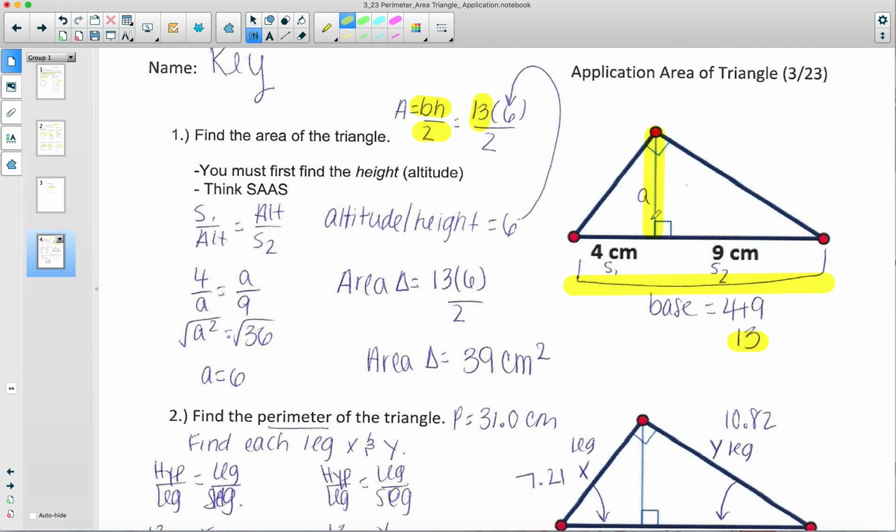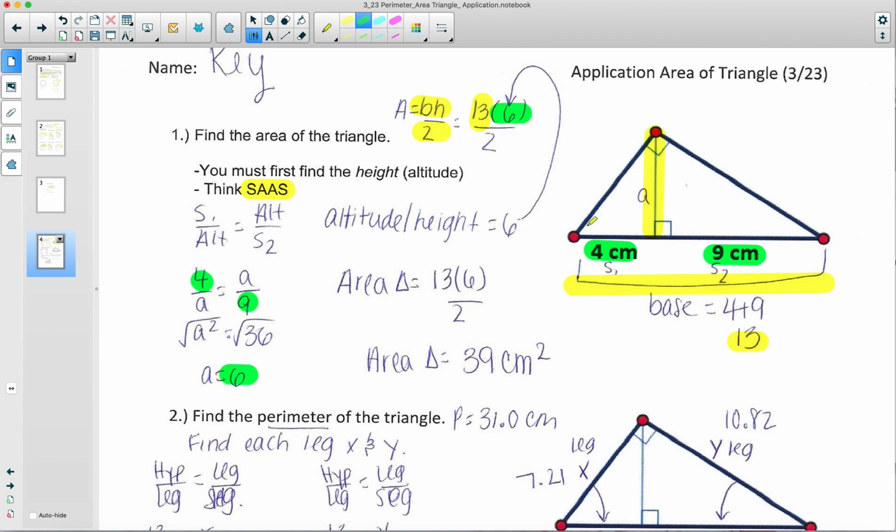And again, altitude, I look at the picture, right? I have my big right triangle with the altitude drawn in. That means I am thinking of SAS here. So go back to SAS. Segment 1 over altitude equals altitude over segment 2. Remember, your 2 segments are here and here. So I substitute in my 4 and my 9 along with my altitude, leave it as A. Cross multiply, take the square root, and my altitude is 6.